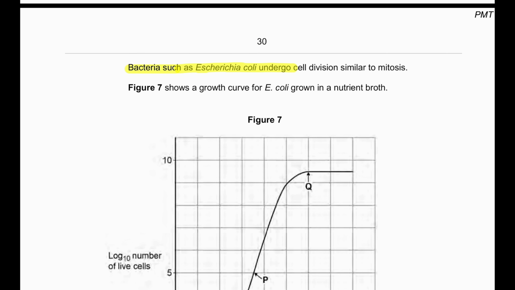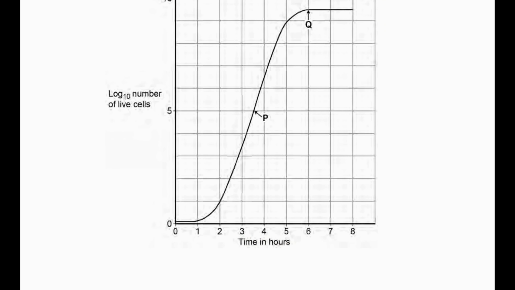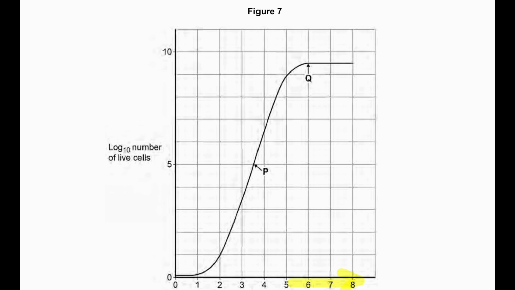Bacteria such as E. coli undergo cell division similar to mitosis. Figure 7 shows a growth curve for E. coli grown in a nutrient broth. We can see time in hours, and as time passes, the logarithmic number of live cells. In the beginning, we can see a lag phase, where the number is not increasing. Then we can see a log phase in P, and for Q, we can see a stationary phase.